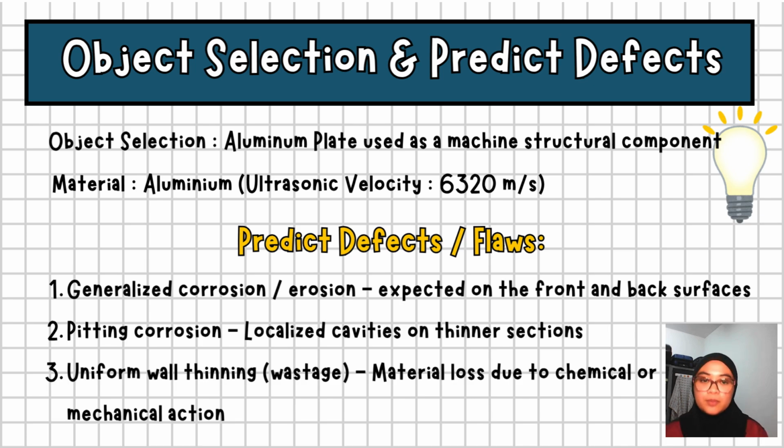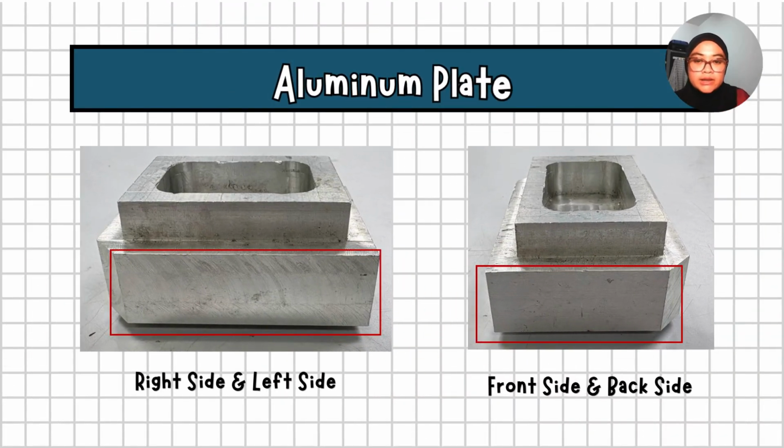And we also predicted that the defect would mainly occur on the front and back surfaces, while the left and right sides would remain close to their original thickness. So, as you can see, this is our sample that we measured for the right side and the left side. And we also measured the thickness of the front side and the back side.